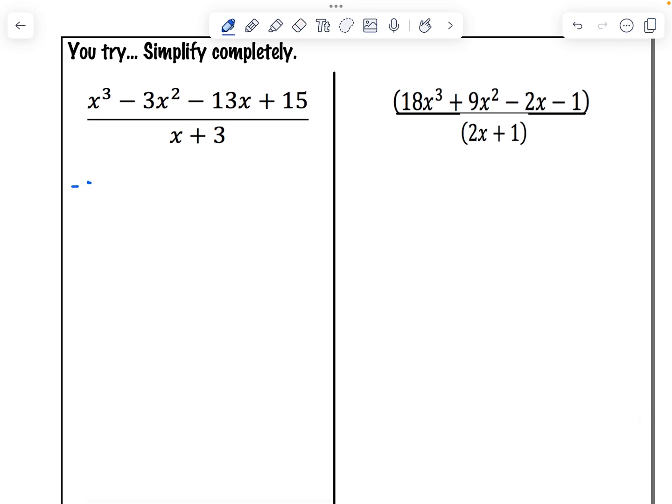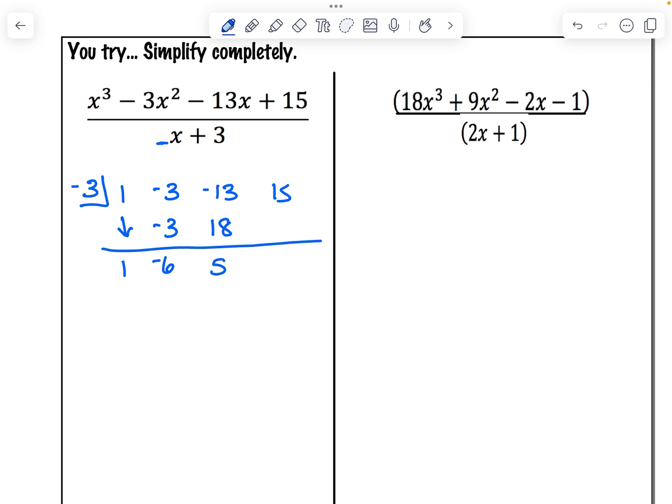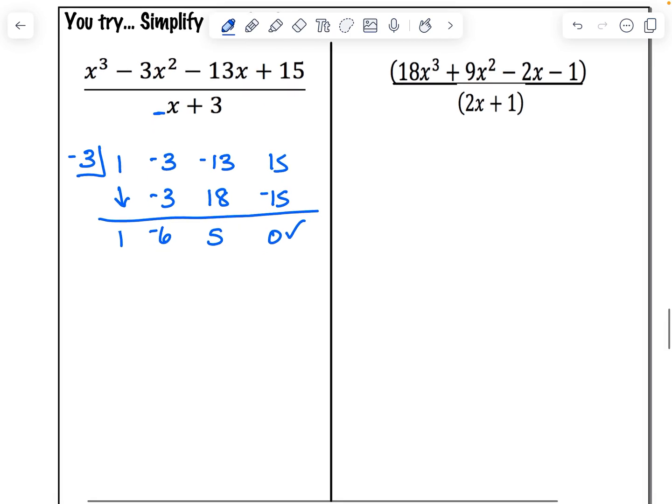So I'm going to divide by negative 3 because there's no coefficient of x, so I can do that. Everything is represented. I do my synthetic division. I get a remainder of 0. Then I have x squared minus 6x plus 5. And I need to factor that.